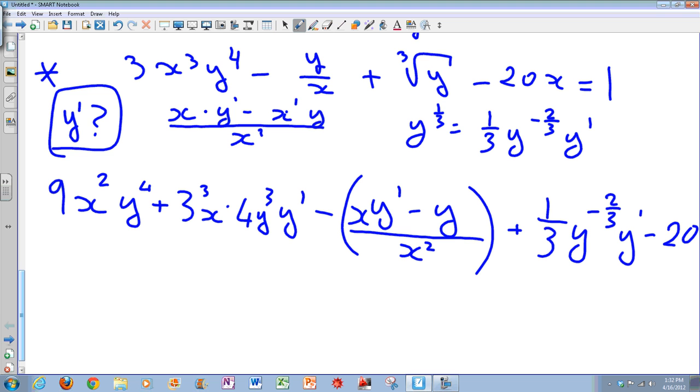Minus, equals 0. Okay, right, yeah, sure. And that's it. It's just very simple. Just isolate.